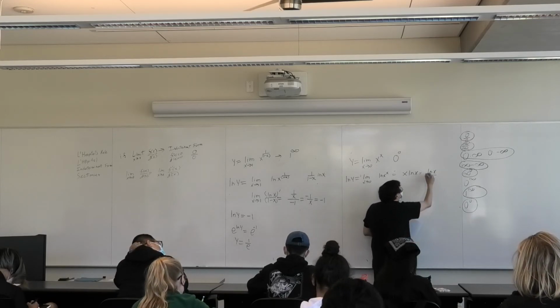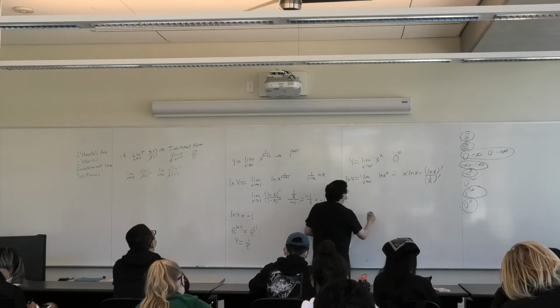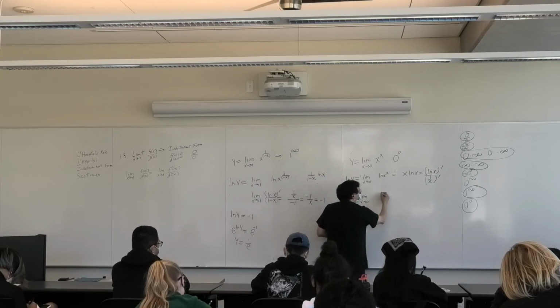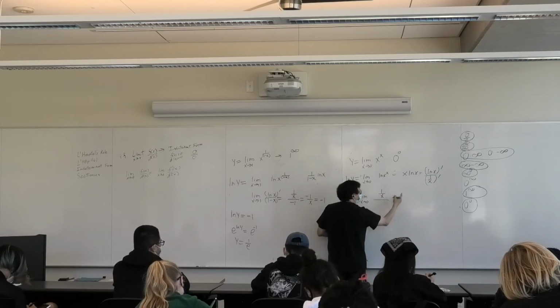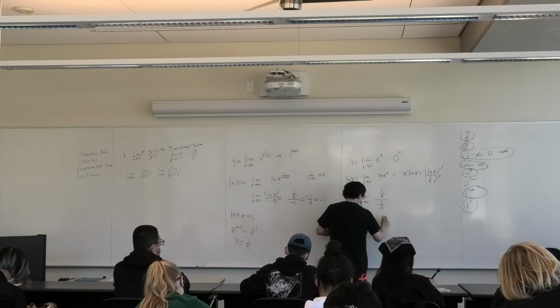So we can apply the rule. The derivative of the log of x is 1 over x, and the derivative of 1 over x is negative 1 over x squared.